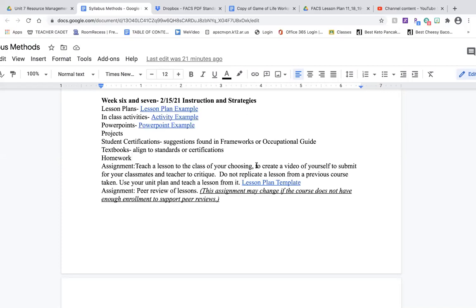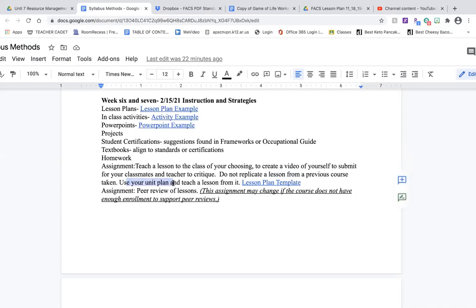If we have enough students in the class, we'll be doing a peer review and critique over each other's lessons. If you've done a lesson for another course, do not replicate or reuse this one, because you'll be a teacher one day. You need to practice, practice, practice, and actually have stuff stockpiled so that you can start.